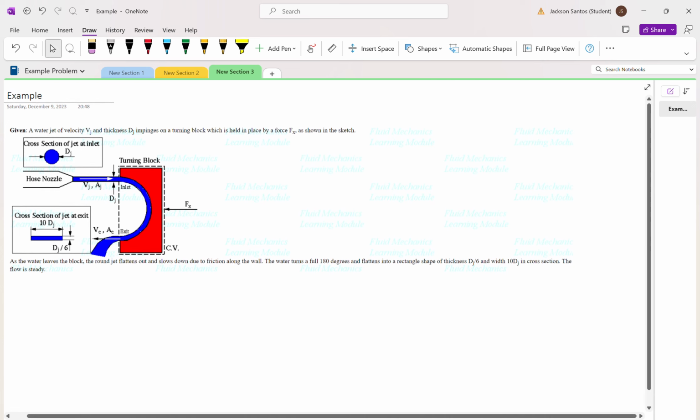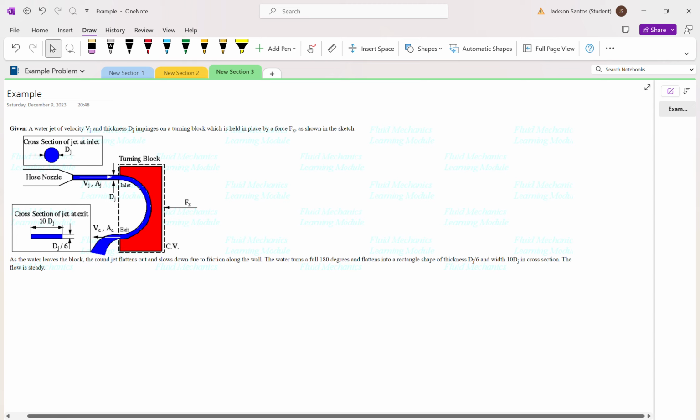Okay, for this problem here, it says a water jet of velocity Vj and thickness dj impinges on a turning block which is held in place by a force F_x, as shown in the sketch. As the water leaves the block, the round jet flattens and slows down due to friction along the wall. The water turns a full 180 degrees and flattens into a rectangle shape with thickness dj over 6 and a width of 10 dj in cross-section.